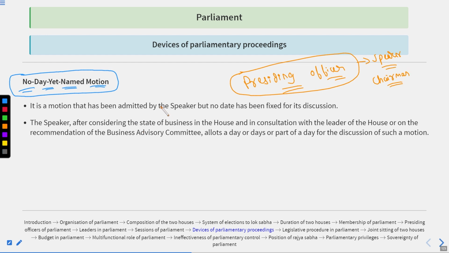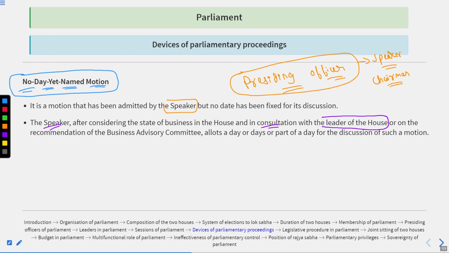Okay, so suppose there is a case where the request for admission of the motion is made by a member, and the presiding officer accepts it. Okay, but no date has been fixed for its discussion. Like the speaker said, okay, we will discuss it, but when we will discuss, that is not decided. Okay, so after this, the speaker, considering the state of business in the house, it means that if the house is already engaged on some urgent public importance matter, or some debate and other proceedings are going on, that will be considered by the speaker, in consultation with the leader of the house.